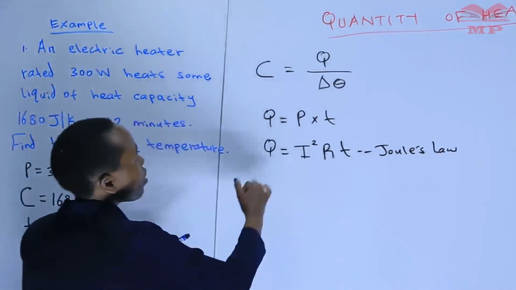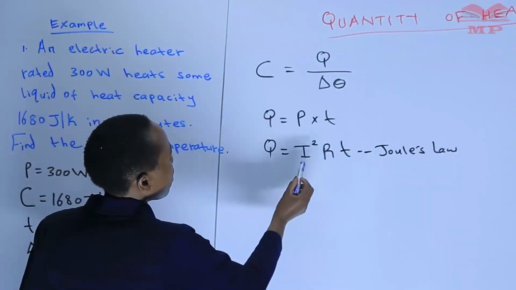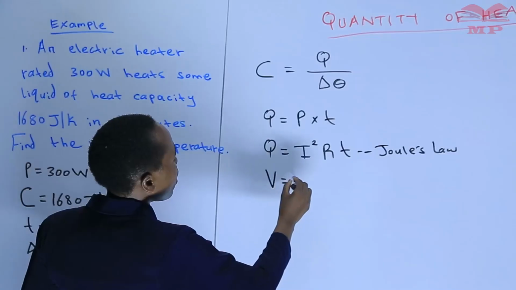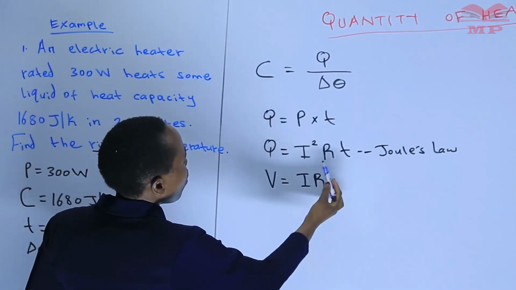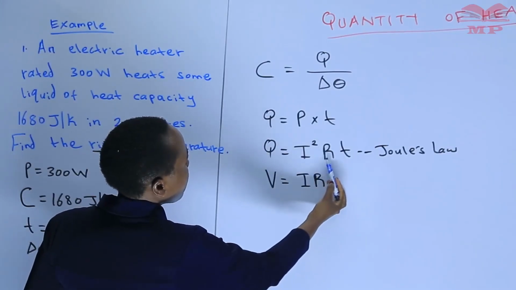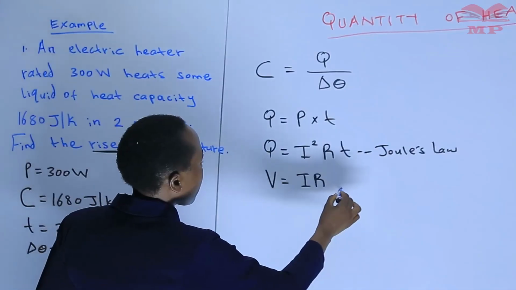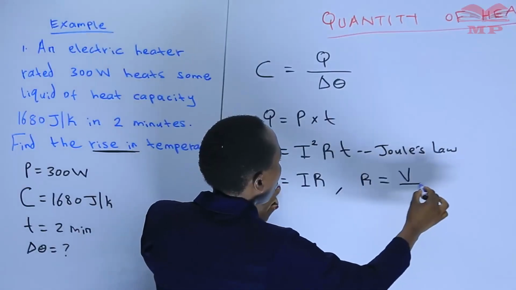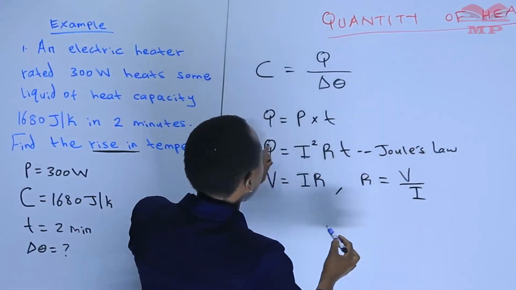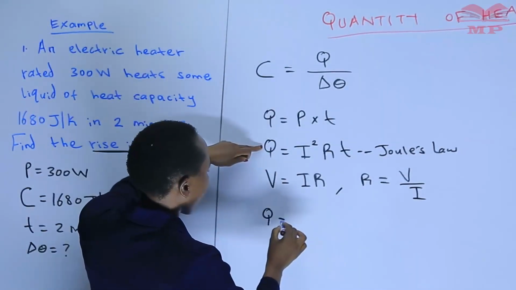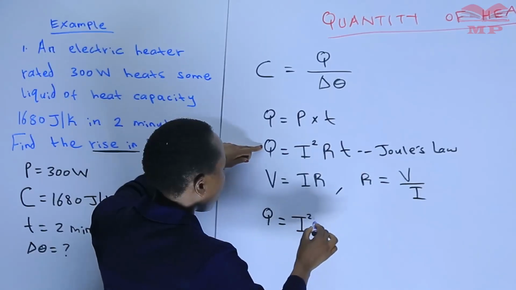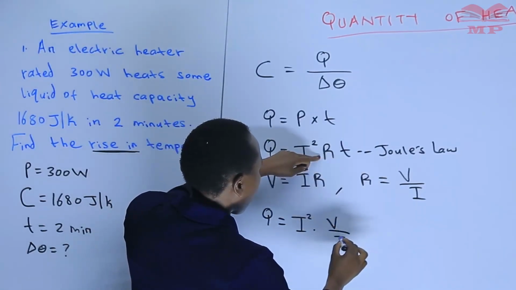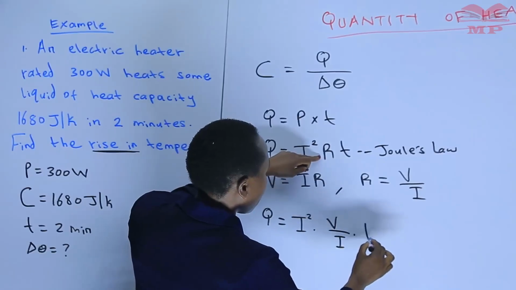So from this, we can get that from Ohm's law. Since we know from Ohm's law V is equal to IR, we can substitute for R. Therefore R will be equal to V over I, meaning that in this equation Q, we are going to have I squared multiplied by R, which is V over I, multiplied by time.